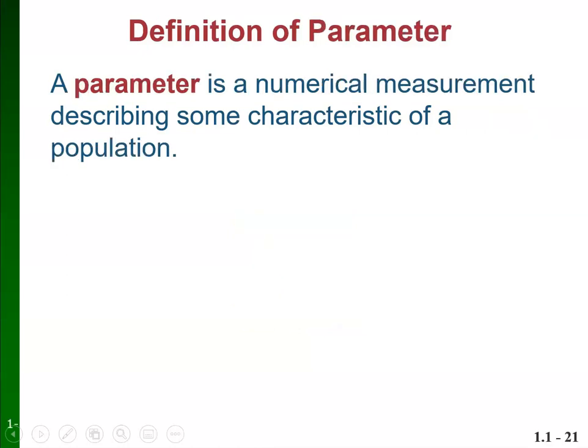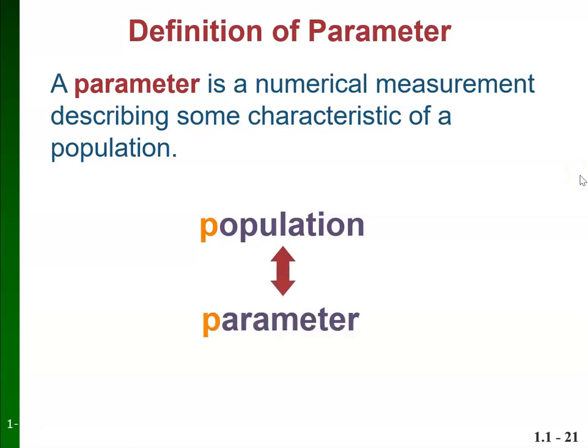We also have parameters. The definition of a parameter is that it's a numerical measurement describing some characteristic of a population. This one comes from a population instead of a sample. The way that you can help yourself remember that is that population and parameter both start with P.